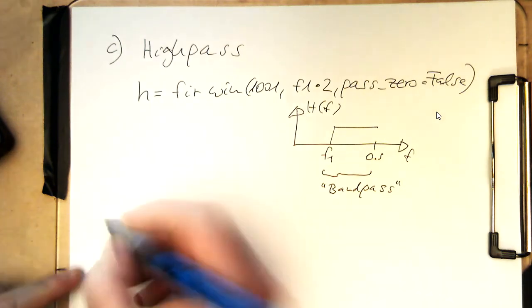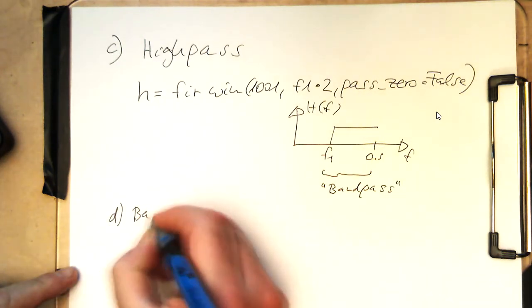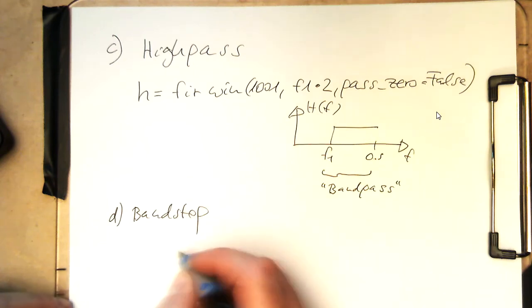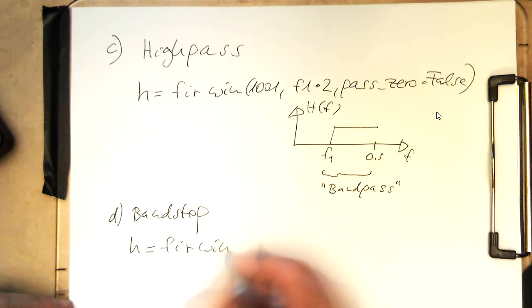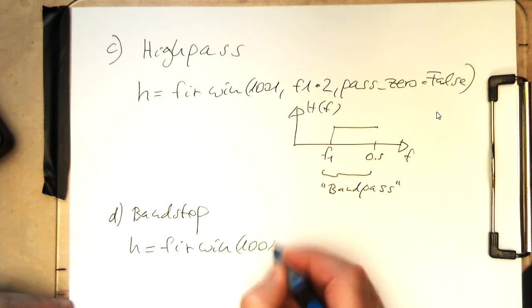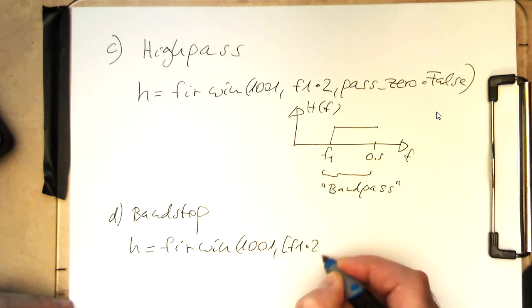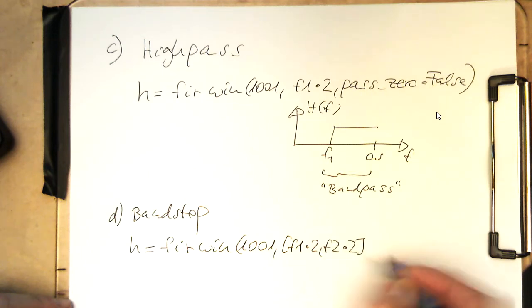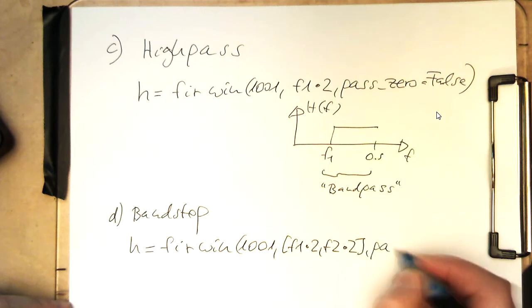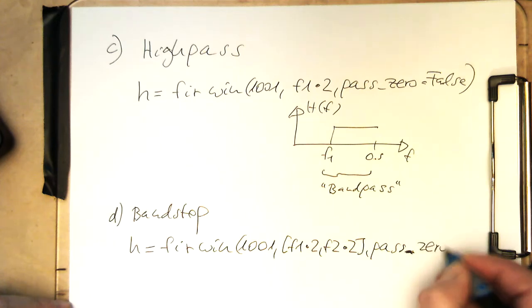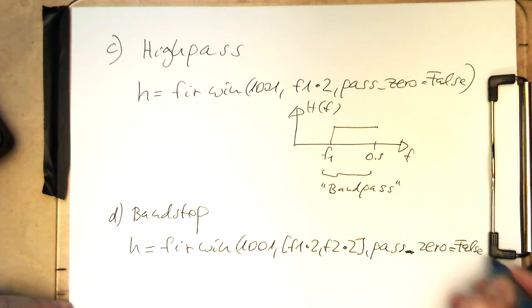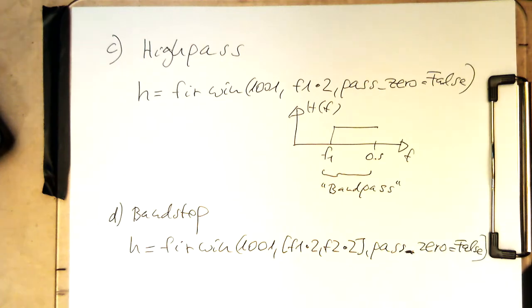So band stop. That also gives an interesting output from the internal workings of this command. So now again we have two frequencies here, f1 multiplied by 2, comma f2 multiplied by 2, and then pass 0 equals false. And so let's try this out here.